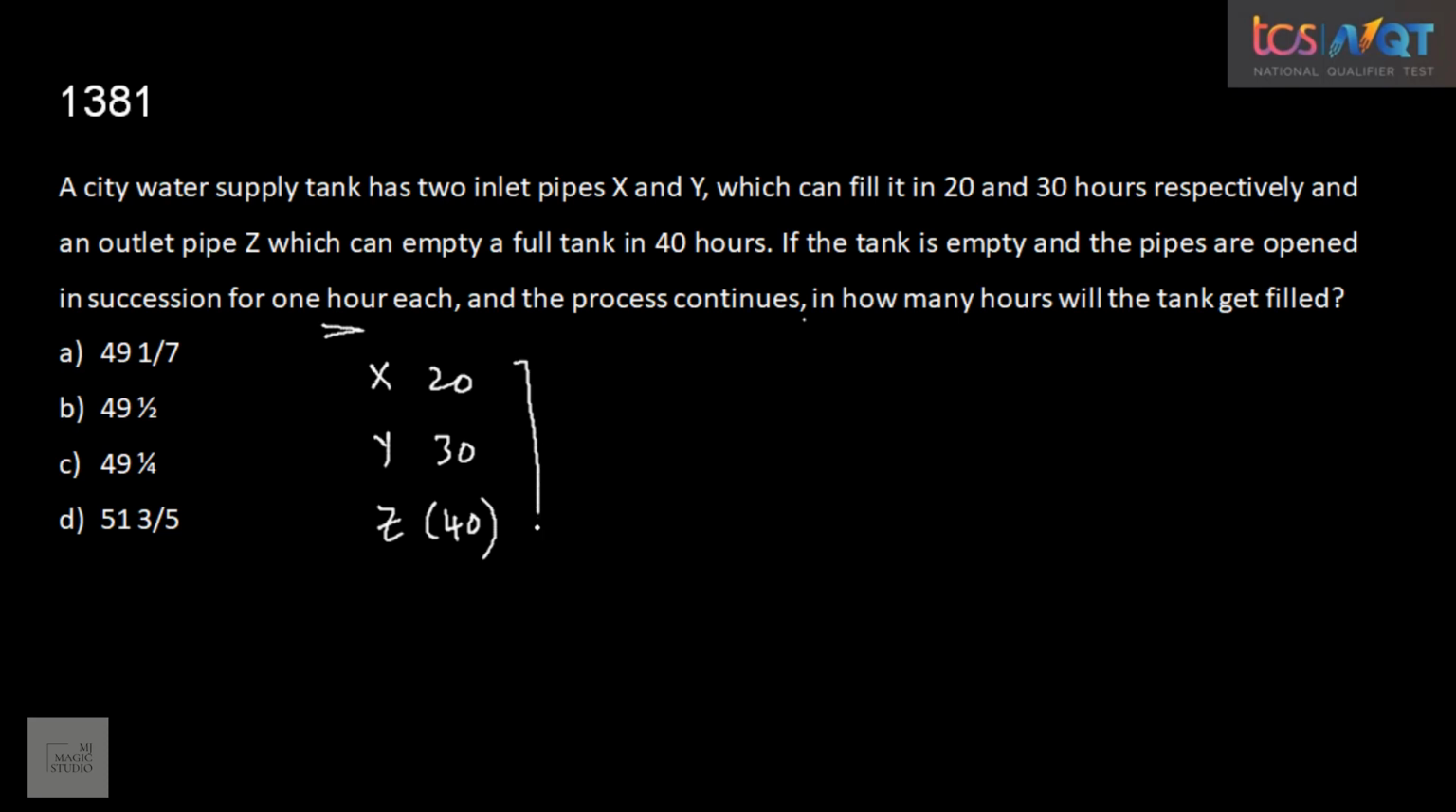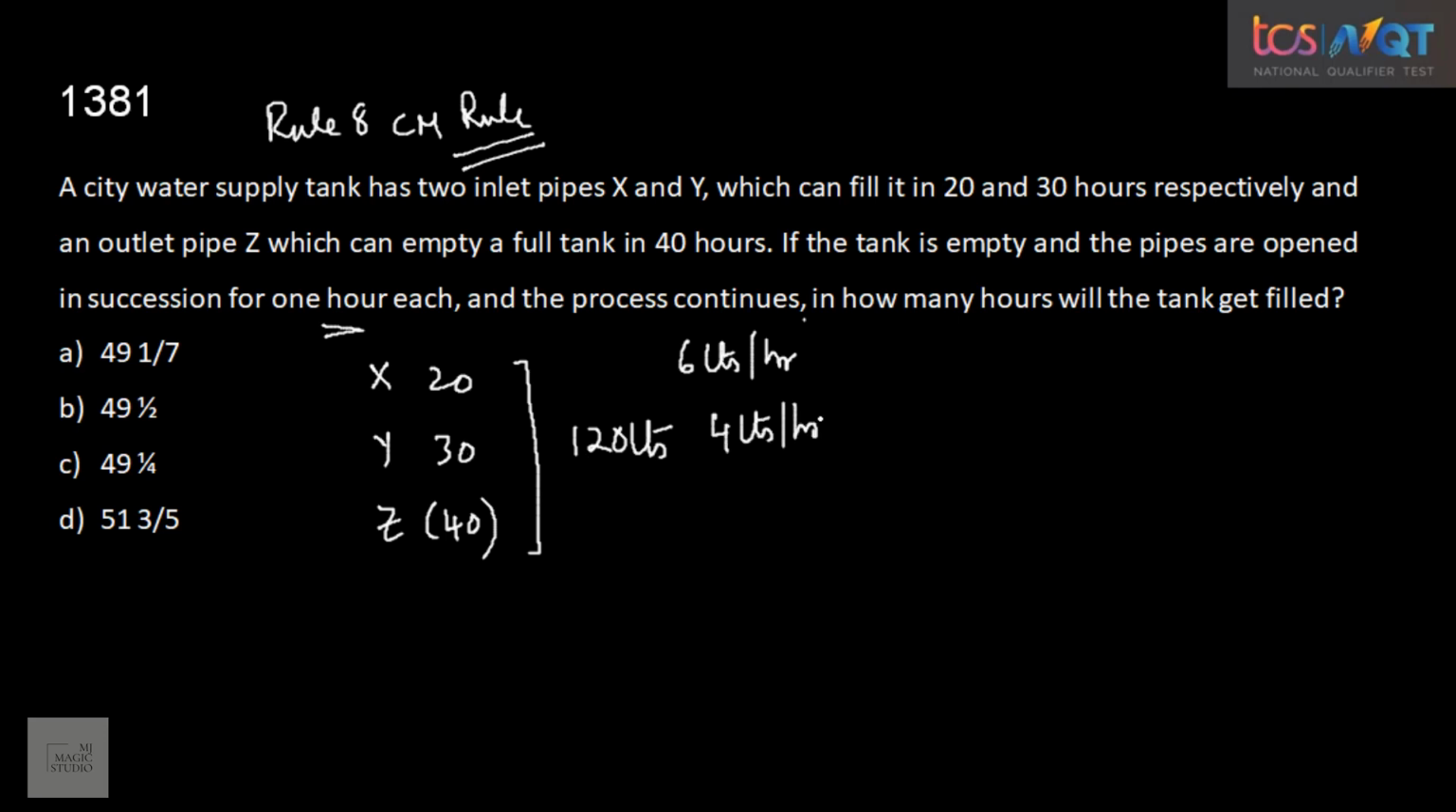Now let's use our rule 8, common multiple rule, to solve these kinds of questions. LCM of 20, 30, 40: let the capacity of the tank be 120 liters. Then the efficiency of X is 120 by 20, that is 6 liters per hour pumping in. Of Y is 120 by 30, that is 4 liters per hour pumping in. And Z is 120 by 40, that is minus 3 liters per hour pumping out.